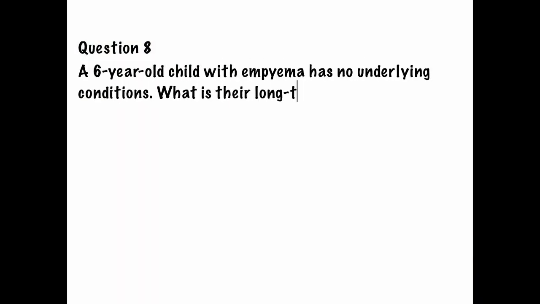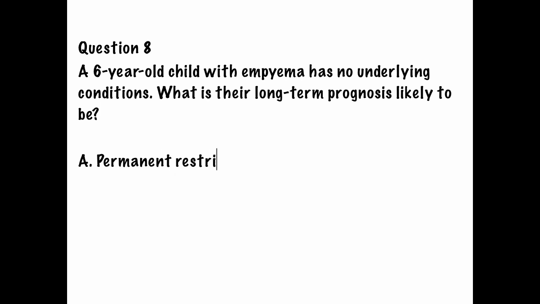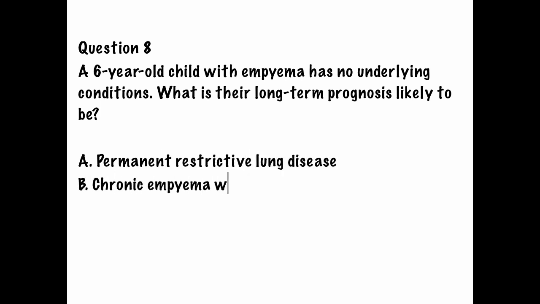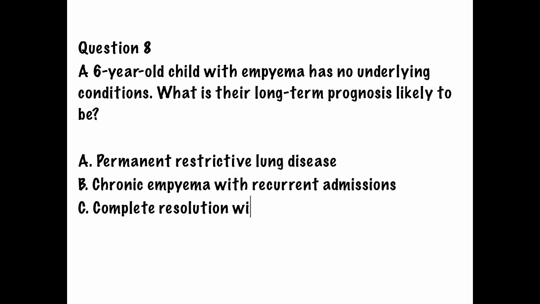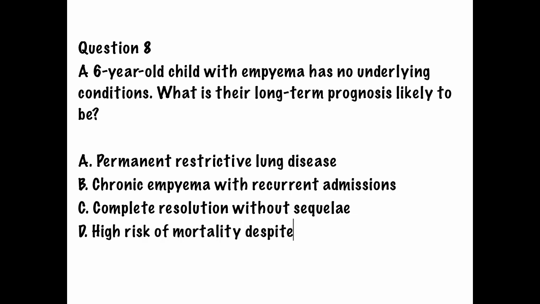Question 8. A 6-year-old child with empyema has no underlying conditions. What is their long-term prognosis likely to be? A. Permanent restrictive lung disease. B. Chronic empyema with recurrent admissions. C. Complete resolution without sequelae. D. High risk of mortality despite treatment.